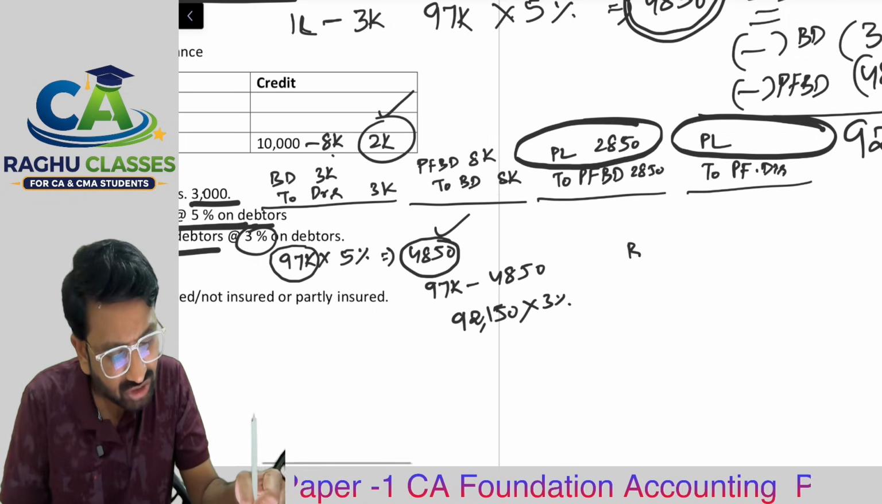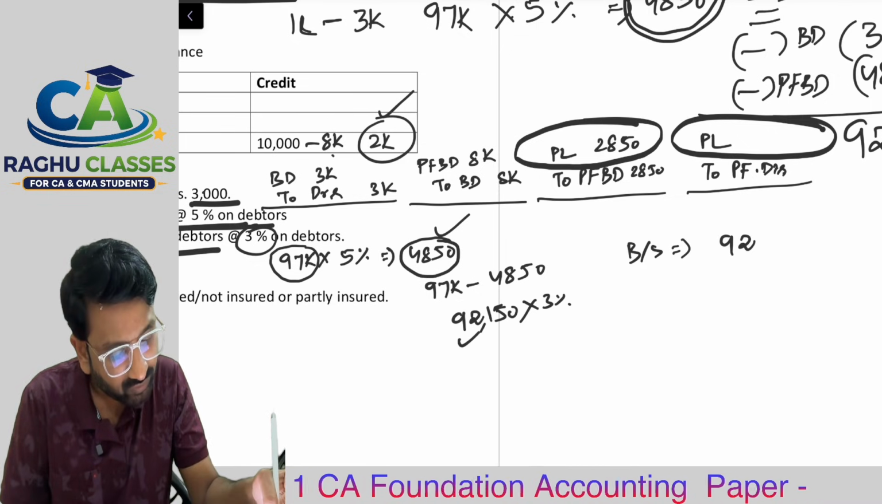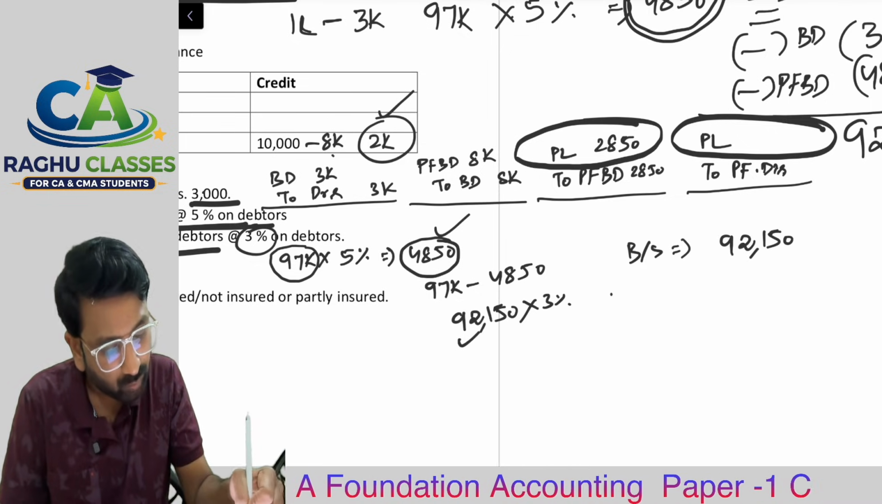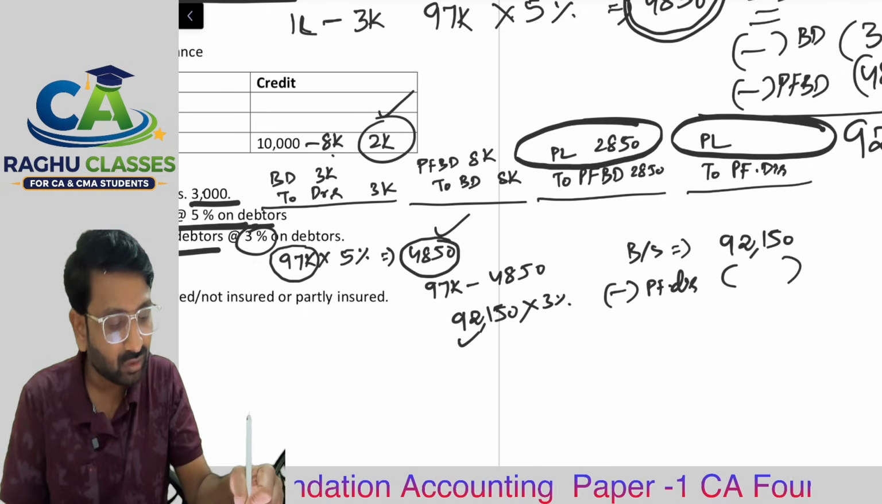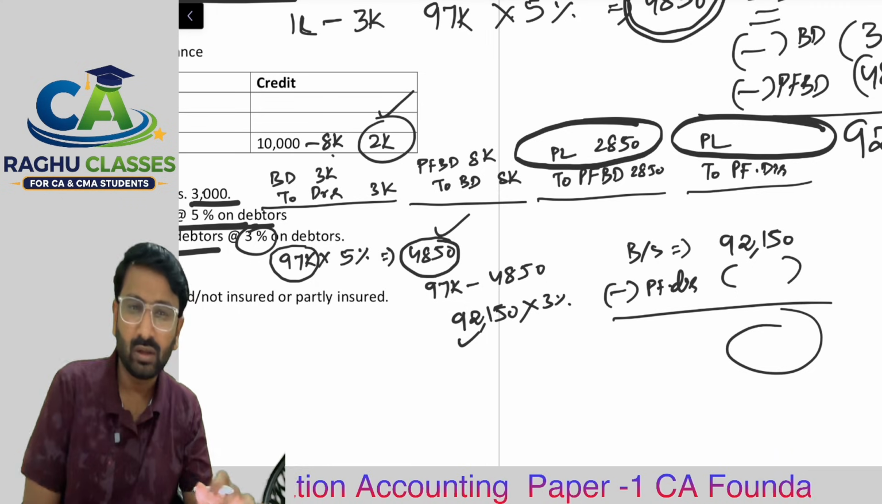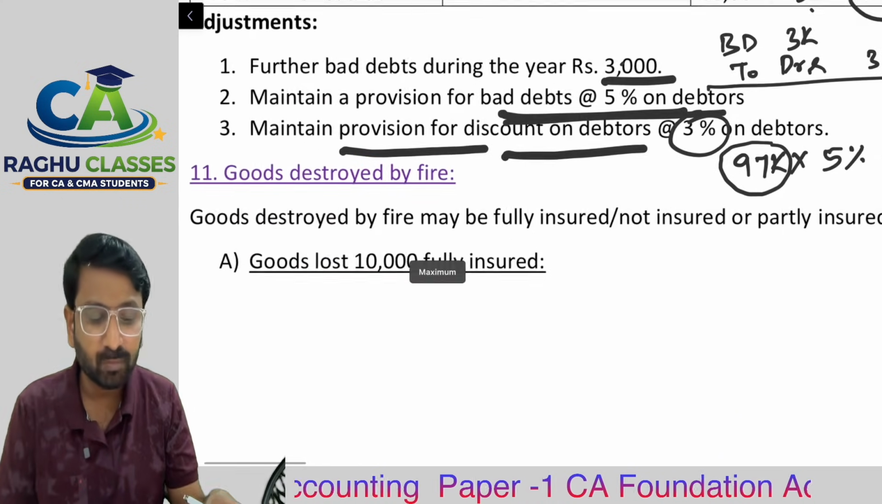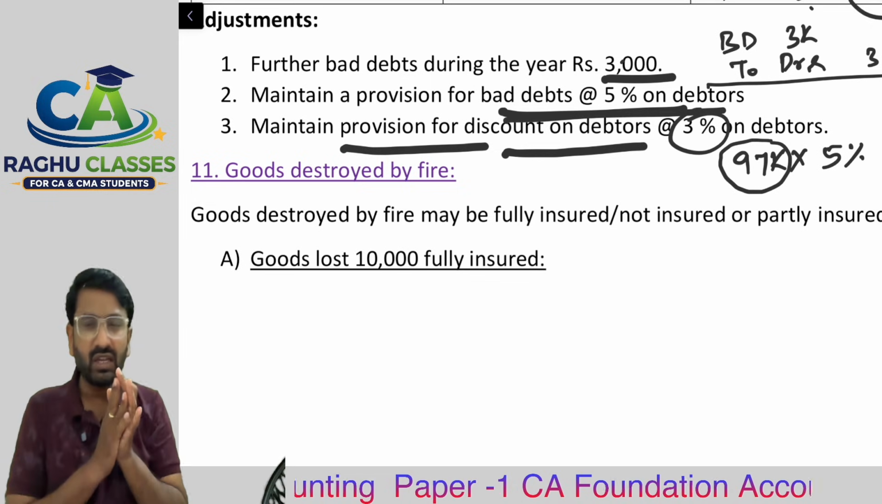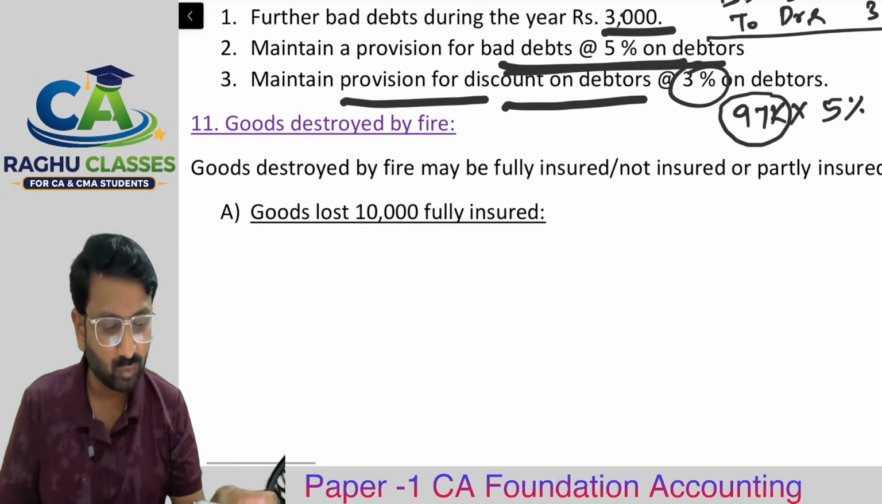And in the balance sheet, ultimately your debtor will be 92,150. You'll minus one more provision, that is provision for discount. And that will be your balance sheet figure. So with this, we complete adjustment number 10, which is bad debt related adjustment, which is very, very, very important from examination point of view. Moving on.